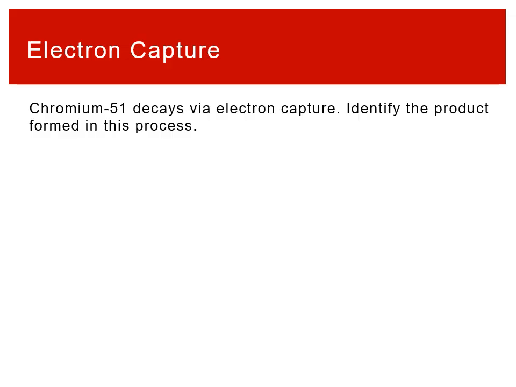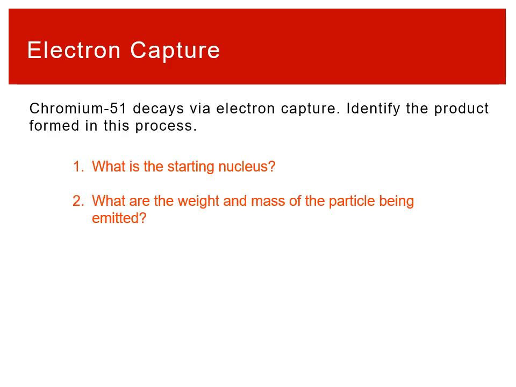So chromium-51 decays via electron capture. Identify the product formed in this process. Okay, so still do the same idea. We're doing decay via electron capture. What's the starting nucleus? It's chromium-51. What are the weight and mass of the particle being emitted? That's what we normally ask.